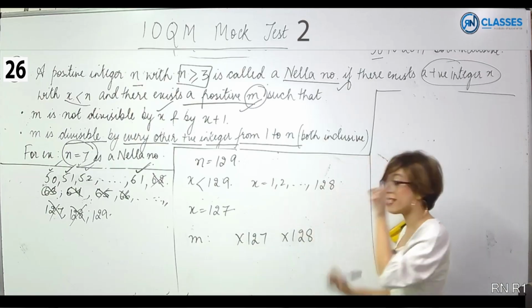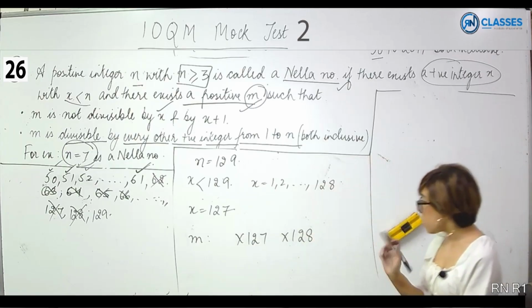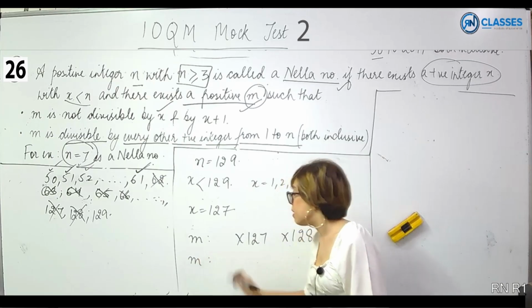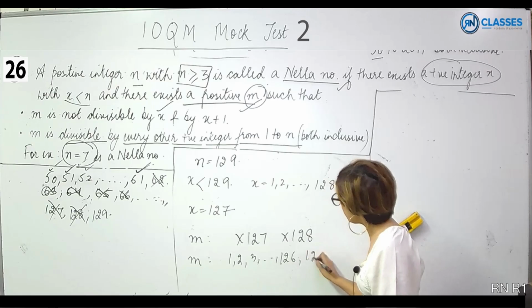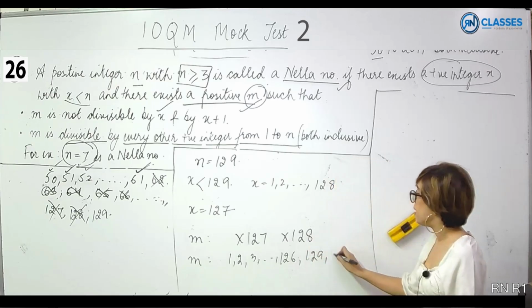Now 128 I like it. It's a power of 2, 2 raised to 7. Right? And it should be divisible by every other number: 1, 2, 3, and so on till I have 126, I have 129, and then I have 129.